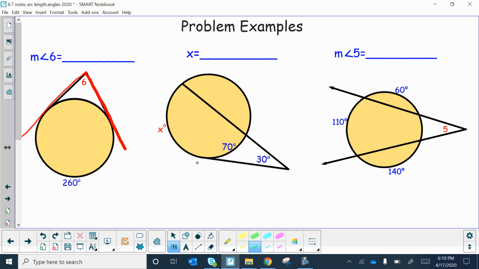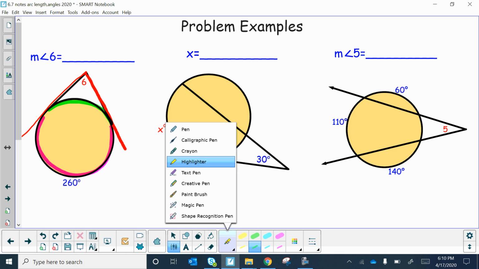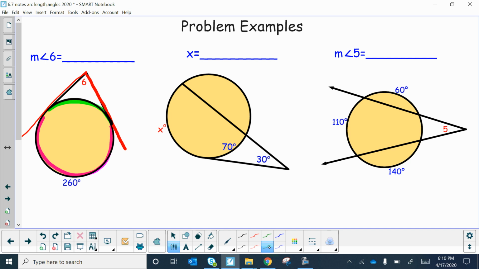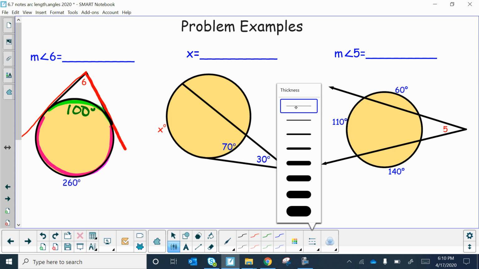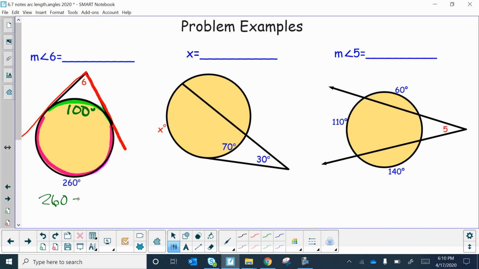So I'm going to get my highlighter. This is like the big arc from there to there, and this is the small arc from there to there. So it's like saying the big arc minus the small arc. We do not know the small arc, but we can figure it out. We can take 360 because it occupies the full circle and do it that way. So if that's 260, obviously that arc right there is 100 degrees. So I can do 260 minus 100 degrees divided by 2, which is 160 divided by 2, which is 80. So angle 6 is 80 degrees.